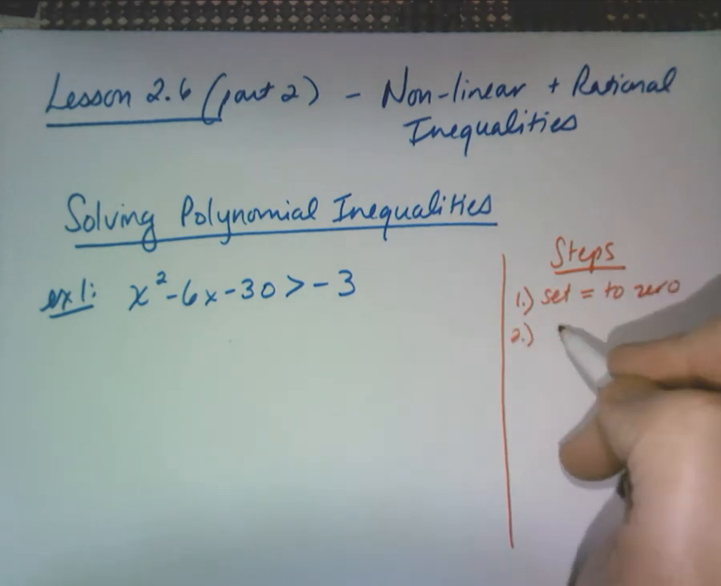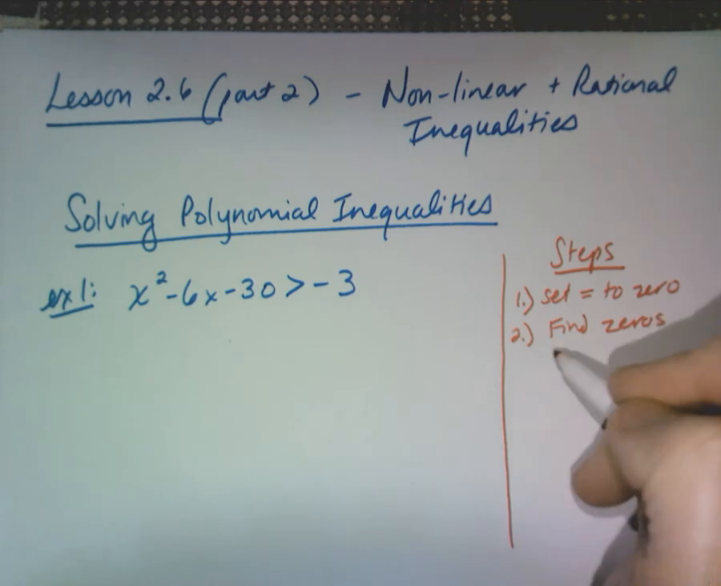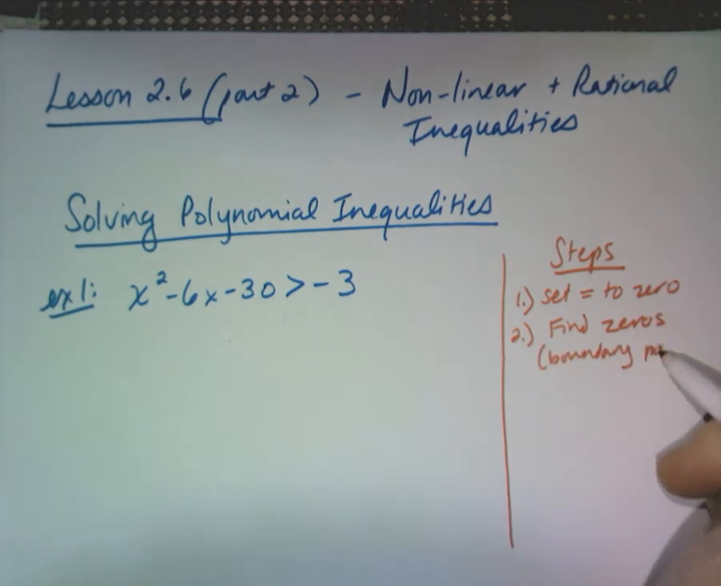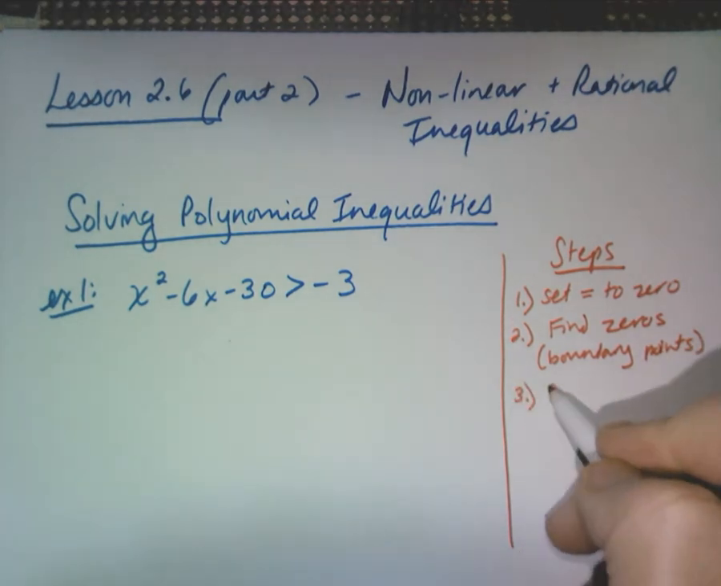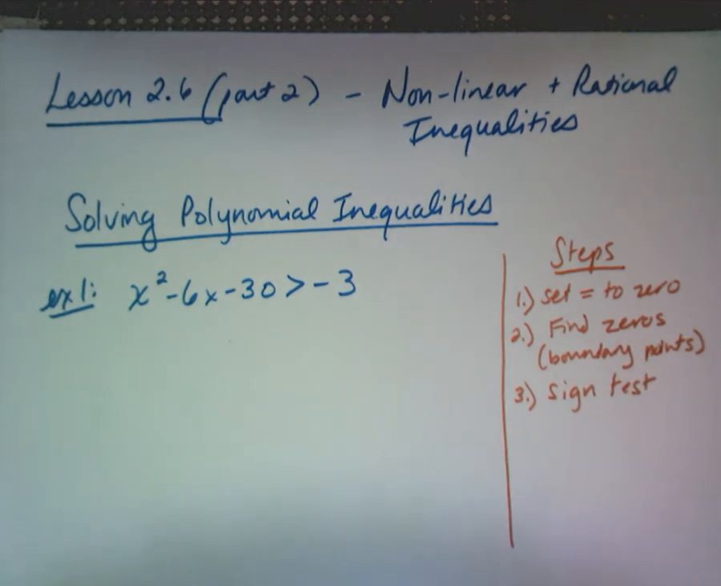Step number 2, we are going to find our zeros, which are our boundary points. And when I say zeros, it's just like we were finding our zeros, what the whole last couple of sections have been about. Find those values that make it 0. Okay. After that, we're going to perform what's called a Sign Test. This will probably be new for you, but we are going to perform a Sign Test.